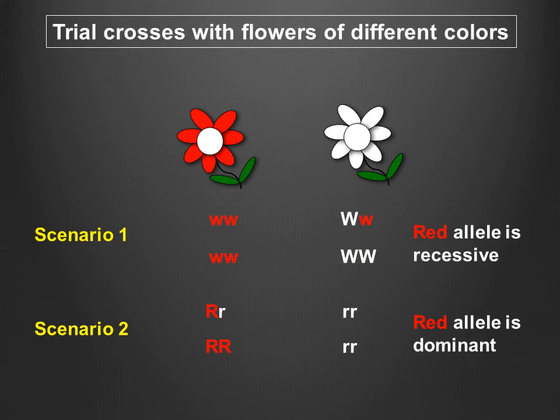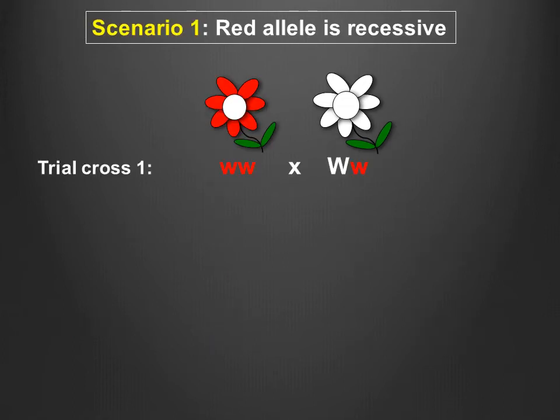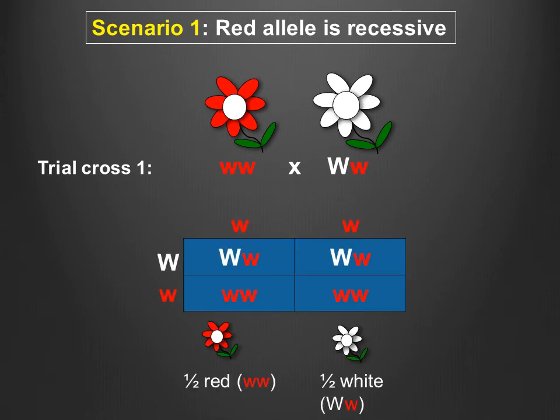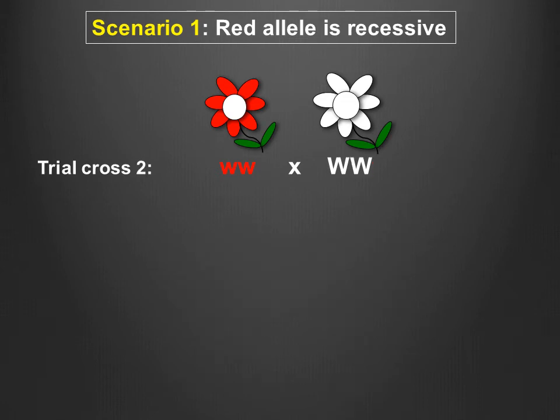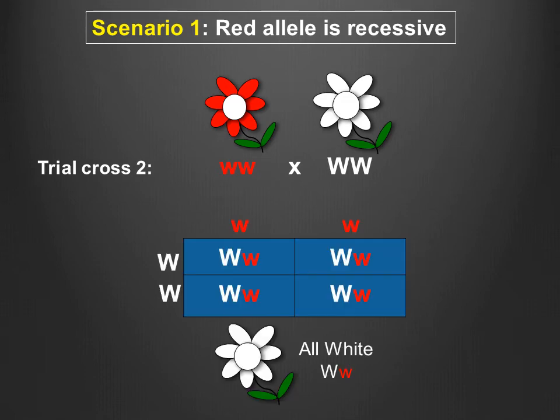Let us perform the crosses to test the scenario that the red allele is recessive. In the first cross of a heterozygous plant with a homozygous recessive plant, half of the offspring are red-flowered and the other half are white-flowered. In the second cross of a homozygous dominant plant with a homozygous recessive plant, all of the offspring are white-flowered. Now, pause the video and draw out the Punnett squares for these crosses under the assumption that the red allele is dominant.